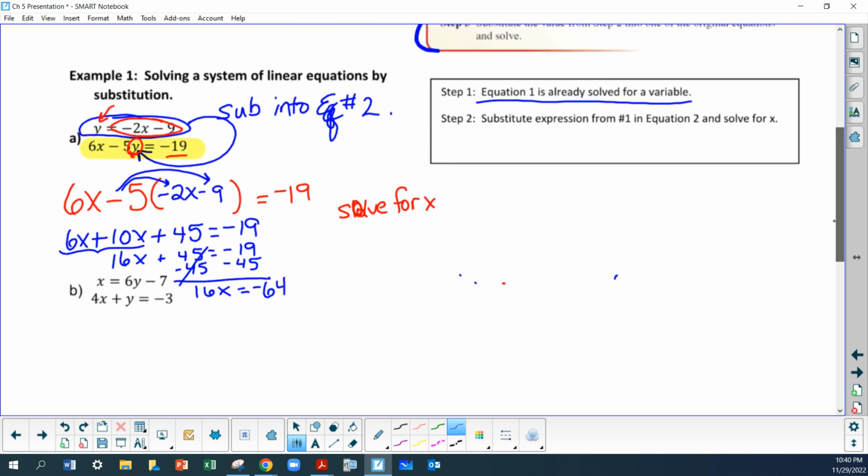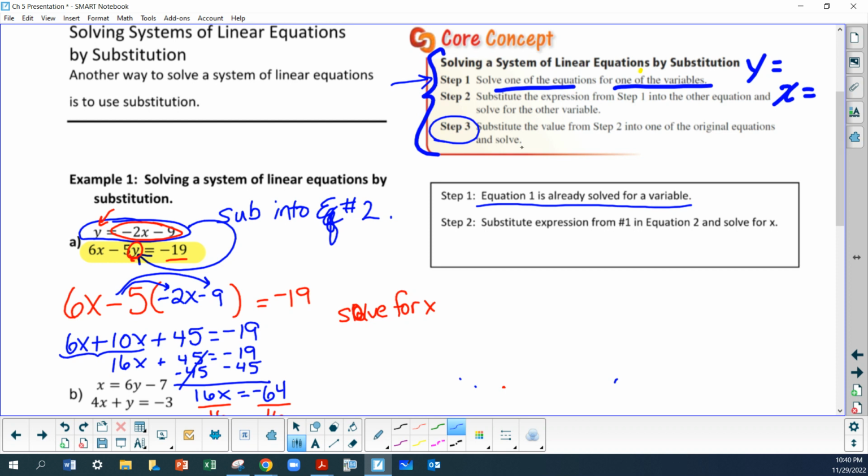Final step, let's solve for x, and that looks like a division step, divide by 16, and we get our answer where x is negative 4. Hey, we have half our solution. Woohoo!